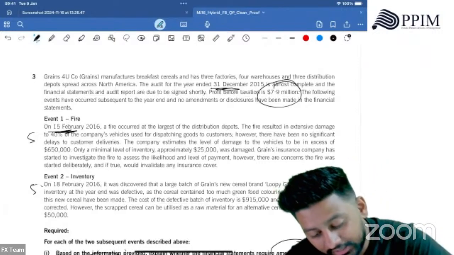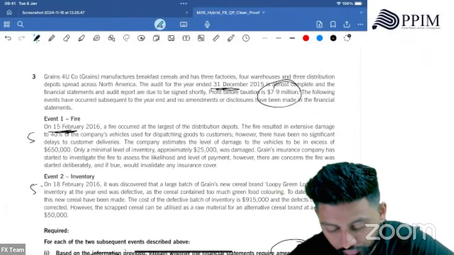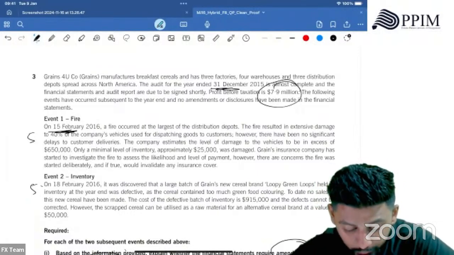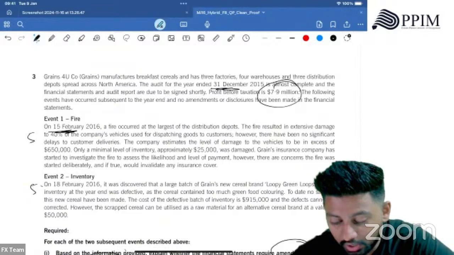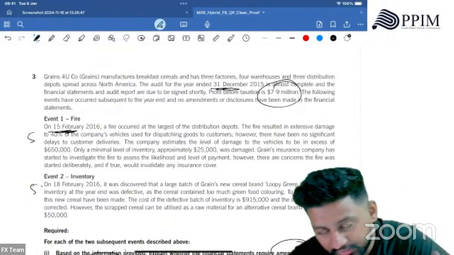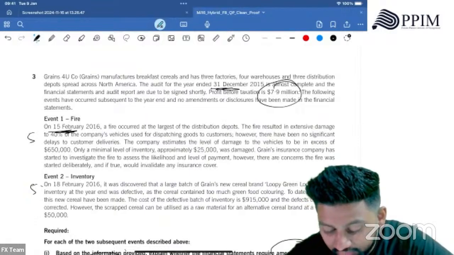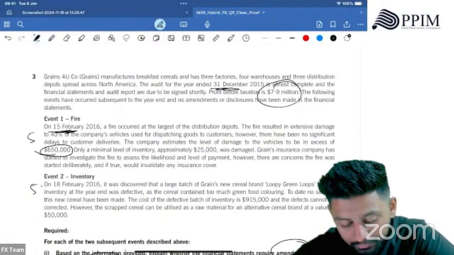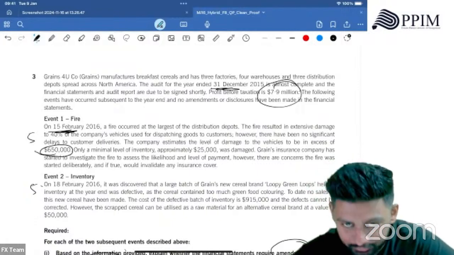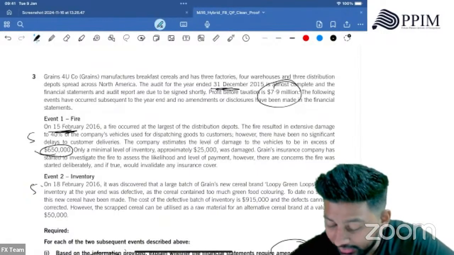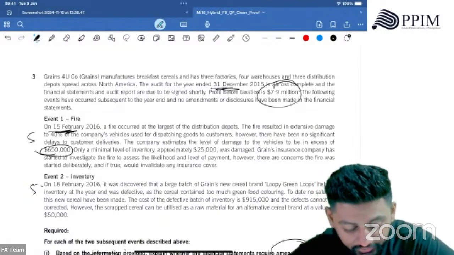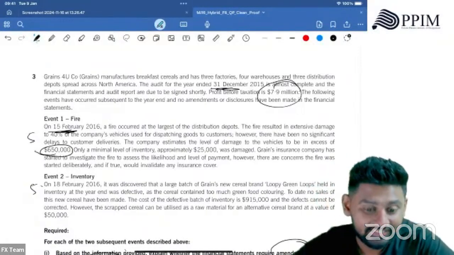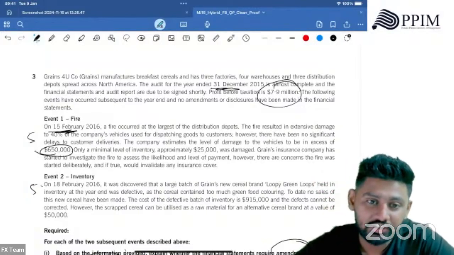A fire occurred at the largest of the distribution depots. The fire resulted in extensive damage to 40% of the company's vehicles used for dispatching goods to customers. However, there have been no significant delays to customer deliveries. The company estimates the level of damage to the vehicles to be in excess of 650,000. Only a minimum level of inventory, approximately 25,000, was damaged. Grain's insurance company has started to investigate the fire to assess the likelihood and the level of payment. However, there are concerns the fire was started deliberately and, if true, would invalidate any insurance cover.